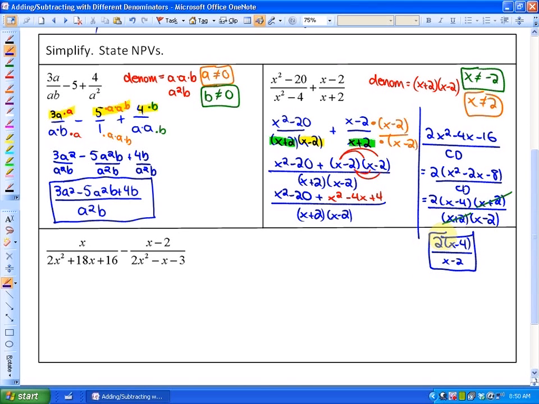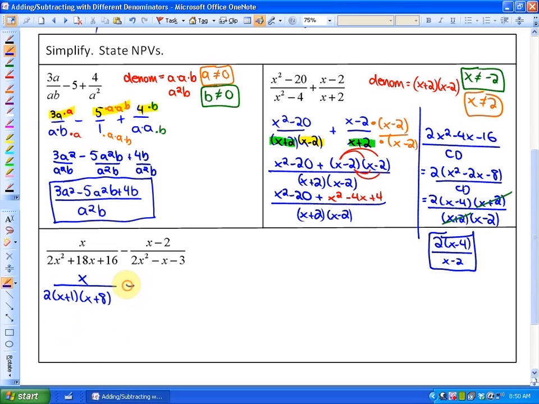So you can see where this takes a lot of work. In our next one, one thing we're going to need to do, before we start stating our non-permissible values, is to factor our denominators. So our first denominator could be factored to, if we factor a greatest common factor of 2 out, we'll be left with x squared plus 9x plus 8. And that x squared plus 9x plus 8 can actually be factored to x plus 1 and x plus 8, so maybe I'll replace that right away. So it's going to be 2 times x plus 1 times x plus 8 if we'd like to completely factor that.